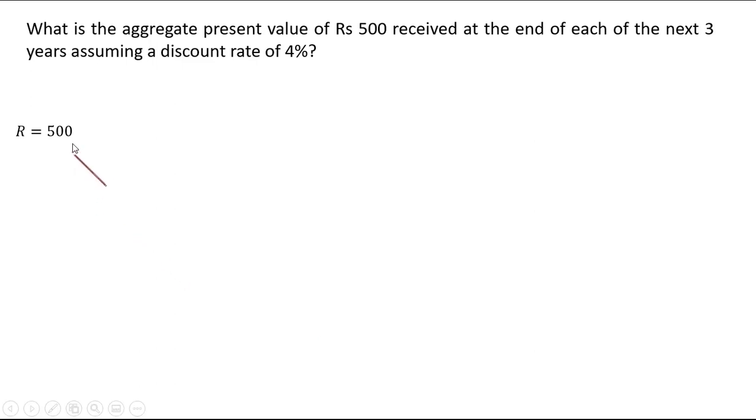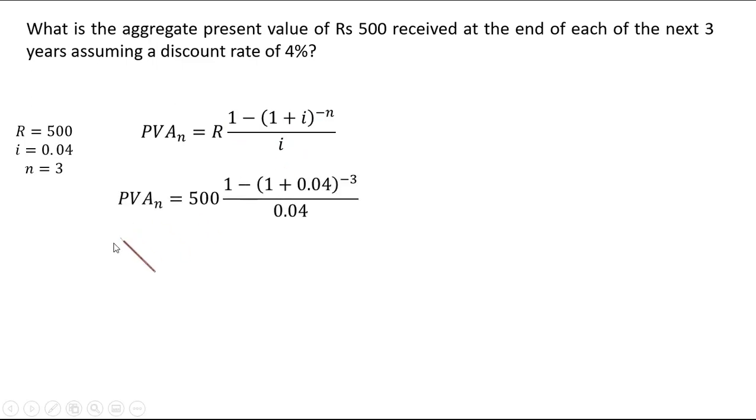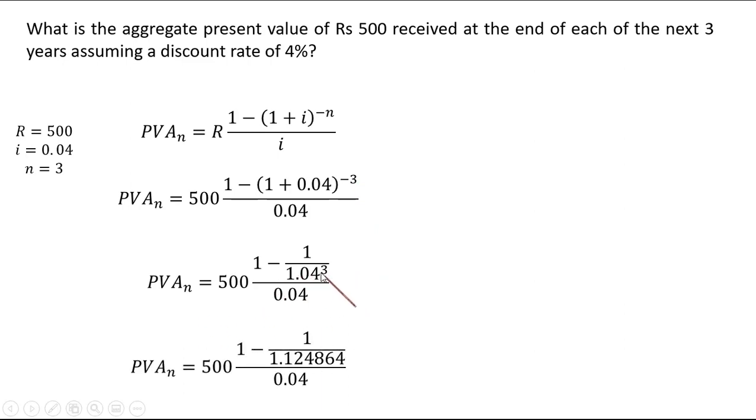So the installments are 500, the interest is 4%, number of years is 3, and we use the formula for the present value because we need to find the present value, the value of it right now, as of today. And we write R multiplied by 1 minus (1 plus i) the whole raised to minus n, the whole upon i. We substitute in the numbers. 1 plus 0.04 is 1.04. Raised to minus 3 can be written as a reciprocal raised to 3. 1.04 raised to 3 is 1.1248.